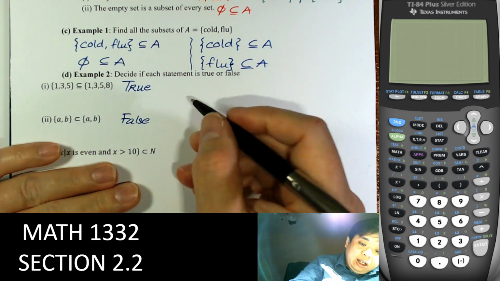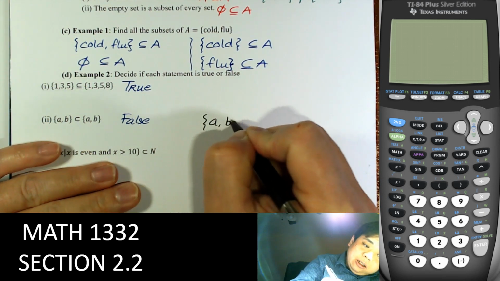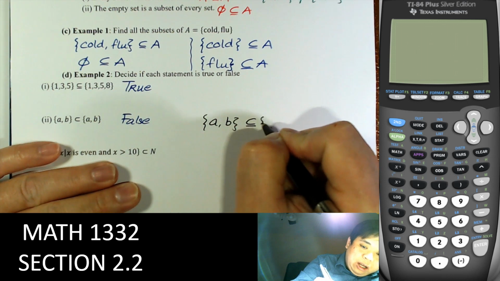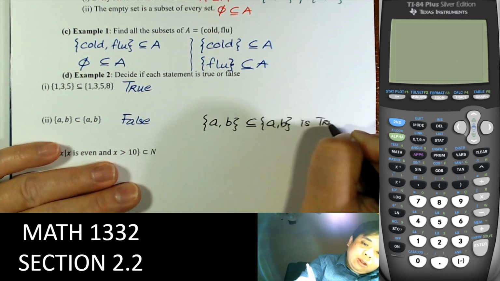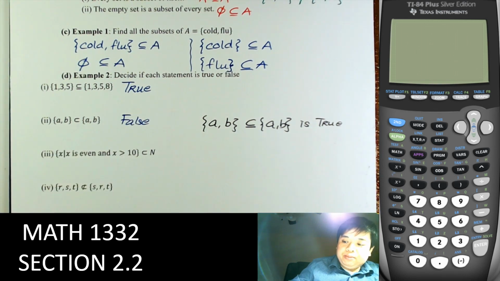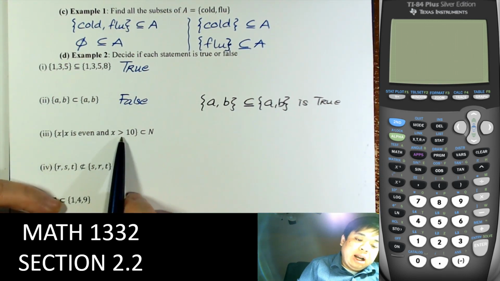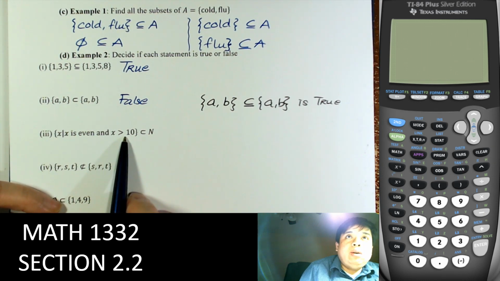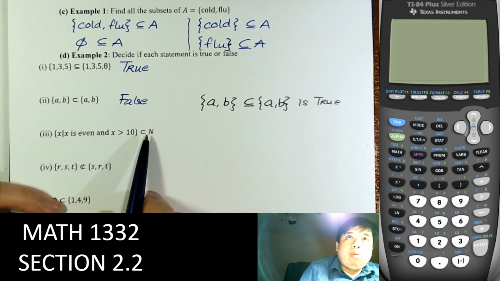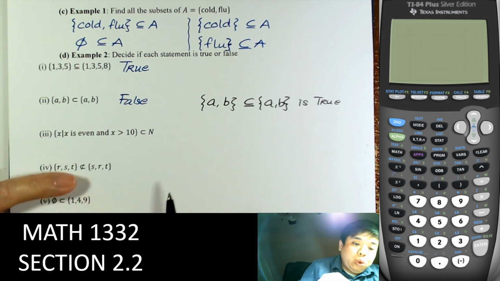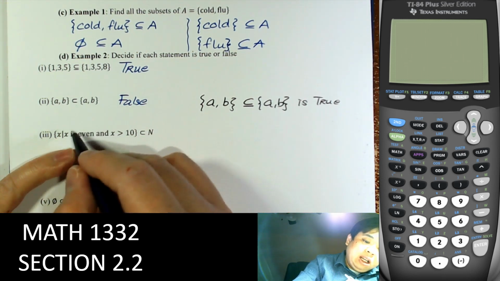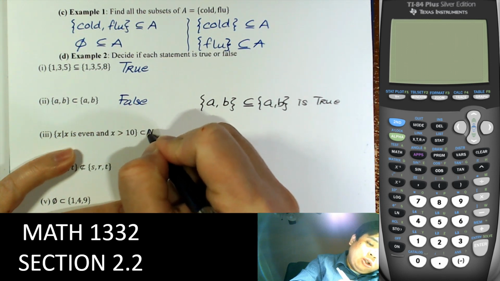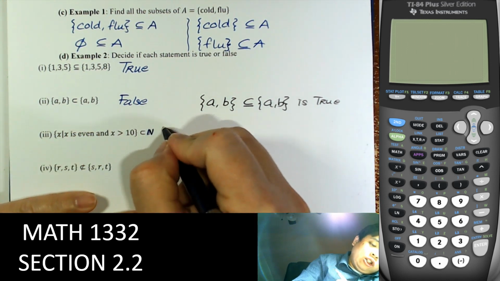I will write that the set {A, B} is a subset of {A, B}. Every set is a subset of itself, so this one is true. In comparison, the proper subset one will be false. Next, X is an even number less than 10, and that is a proper subset of the natural numbers. This is true, because natural numbers go from 1 to 10 and then more than that. Every element here belongs to the set there, and I used the proper symbol. So this is true.